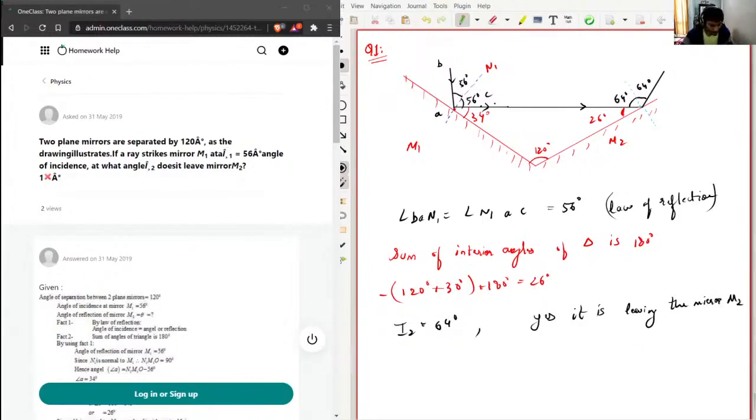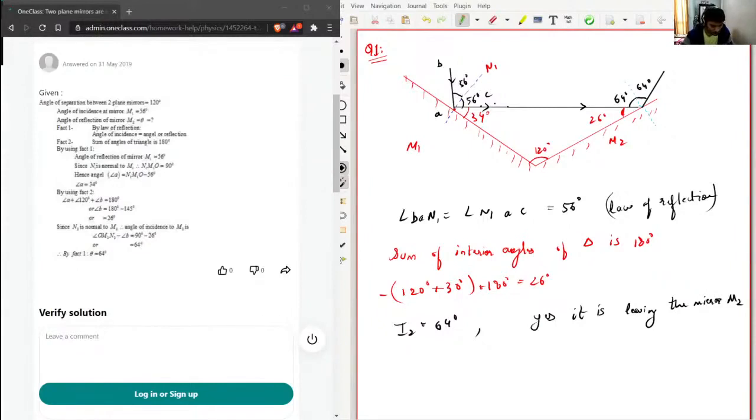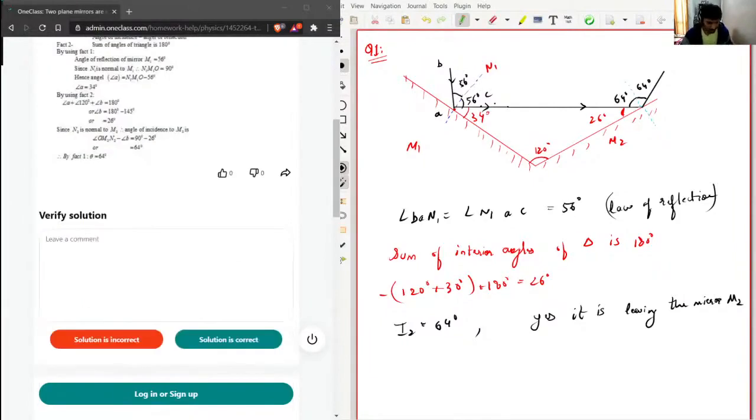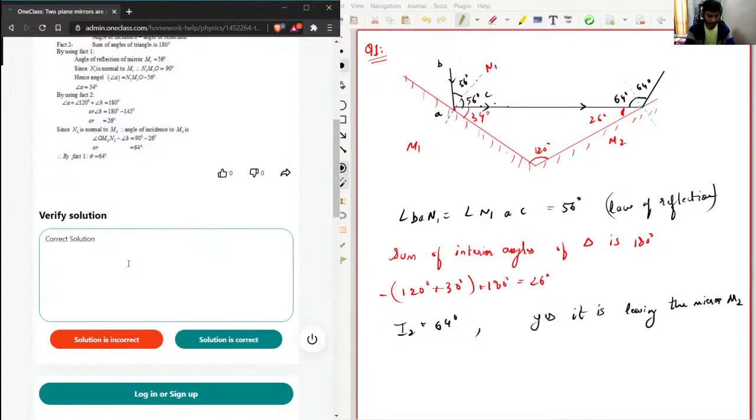Let's just cross check with the solution here. So yeah, 64 degrees, and by fact one that theta equals 64 degrees. Okay, so the solution given here was correct, so I'll just say correct solution. Good work.